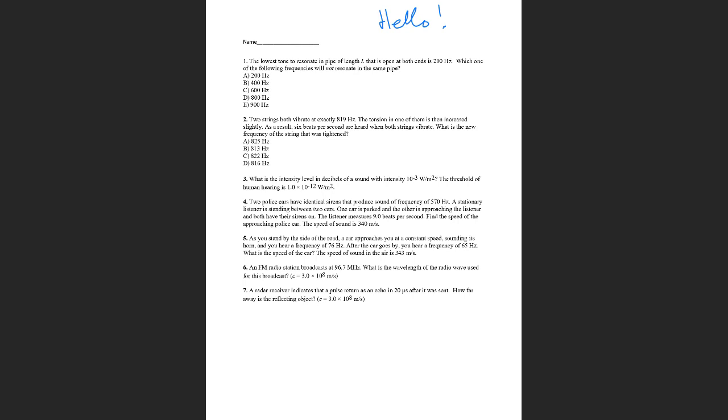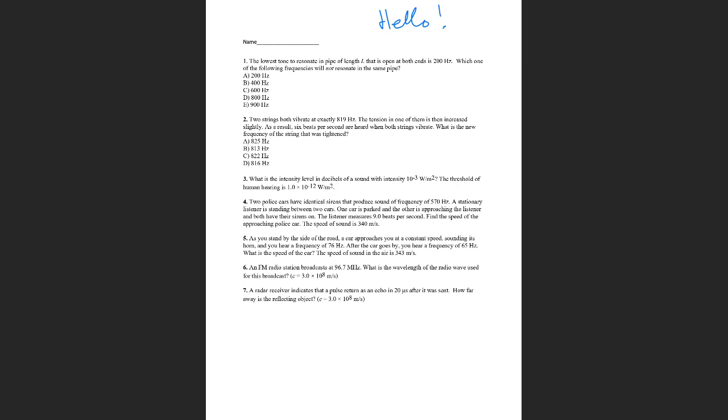Number one, the lowest tone to resonate in a pipe of length L is one that is open at both ends. So that's just like the example that I went over. Lowest tone is 200 hertz. Which one of the following frequencies will not resonate? Well, remember that the pipe is open at both ends. We get all the integer multiples of the fundamental frequency. So if we look at what's listed there, 200, well, we definitely get that because it says so. 400 is 2 times that. 600 is 3 times that, et cetera, 800.